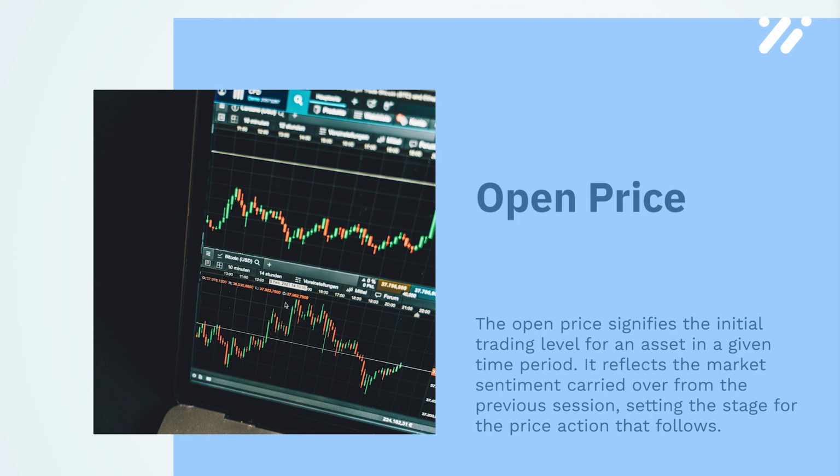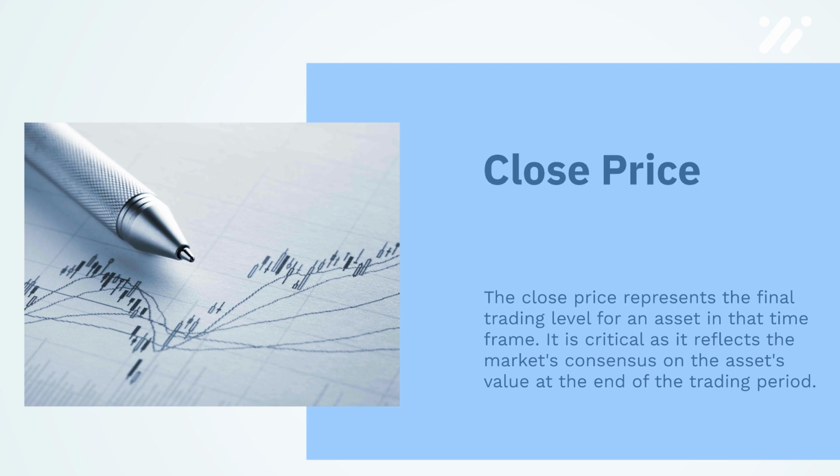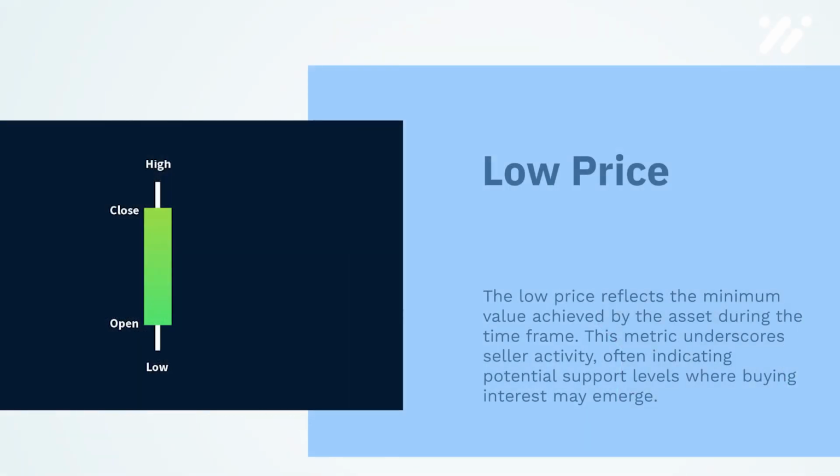Open price, which is the price at which the asset begins trading for the time period. Close price, which is the price at which the asset ends trading for the time period. High price, which is the highest price reached during the time period. And lastly, low price, which is the lowest price reached during the time period.